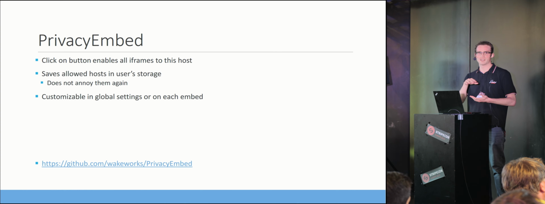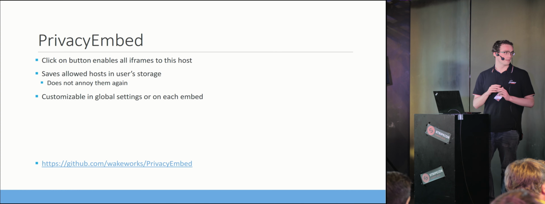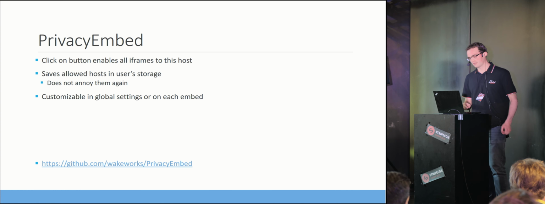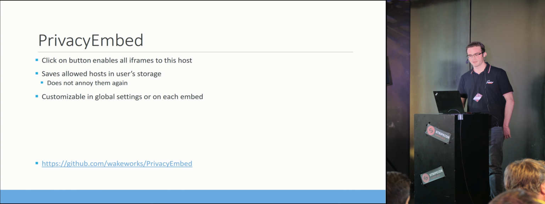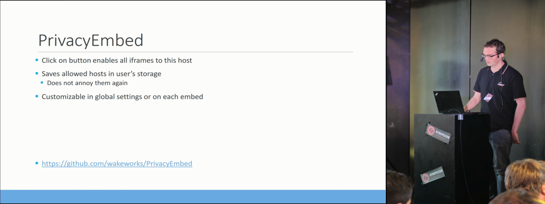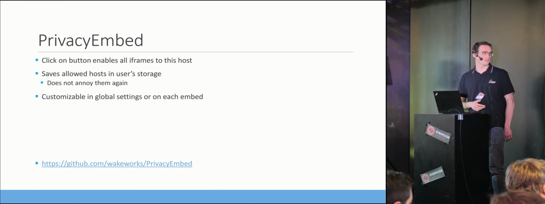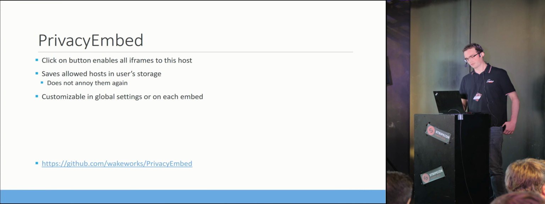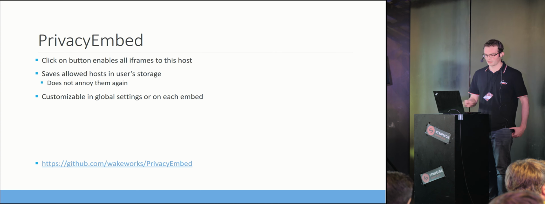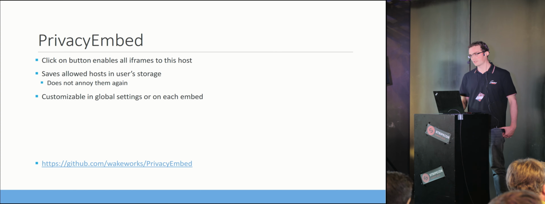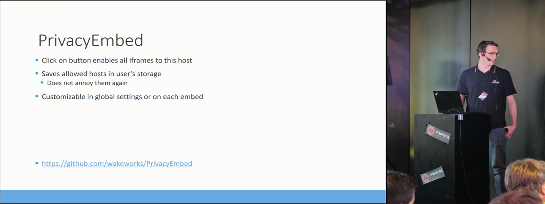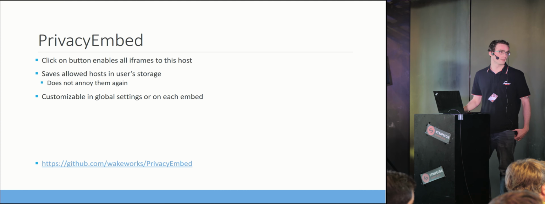So for example, if you have multiple YouTube videos on one site, it enables the iframes for all of the YouTube videos. It also saves that into the user's local storage, so it's not annoying to them. And you can also customize it globally, so users don't always have to set background images, text, or anything like that. It's called Privacy and also available on GitHub.